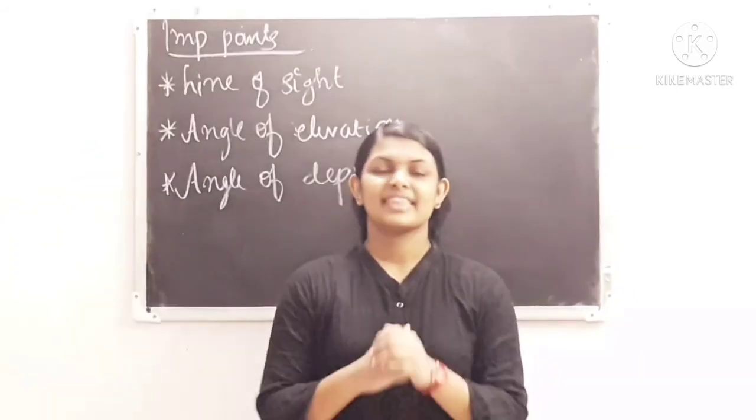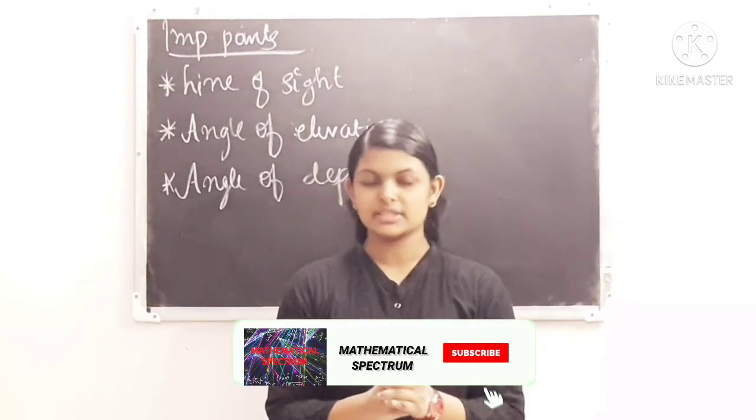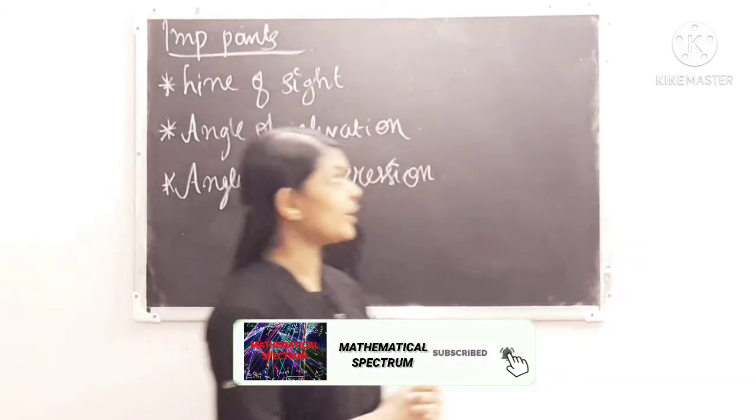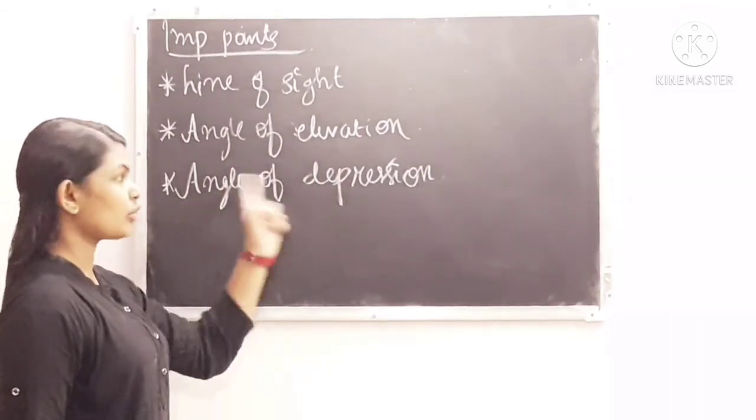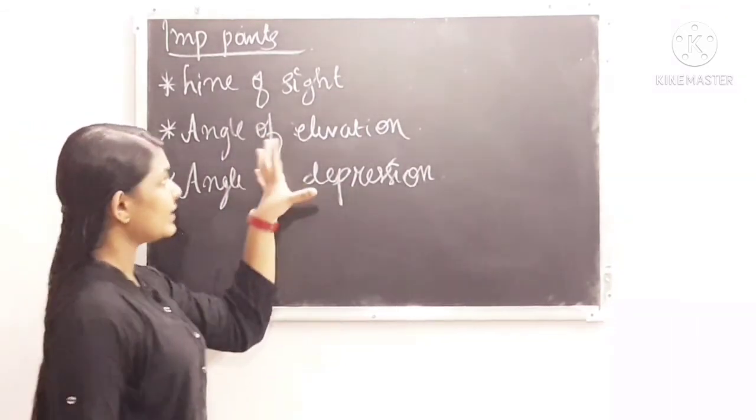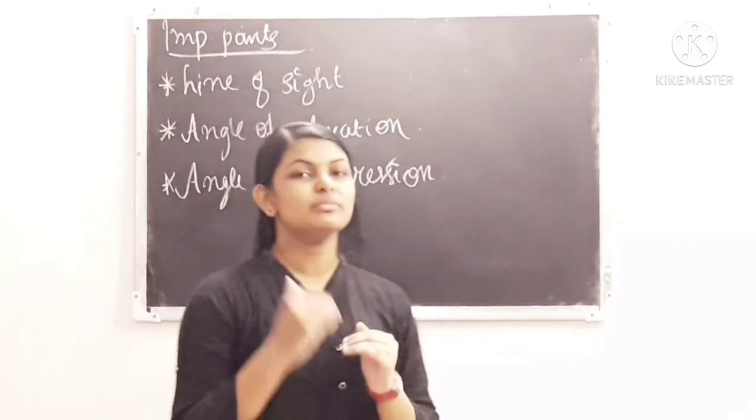Thus, we are winding up this chapter. Before that, take a look at the important points. They are line of sight, angle of elevation and angle of depression. You have to learn these concepts very thoroughly to do more questions.